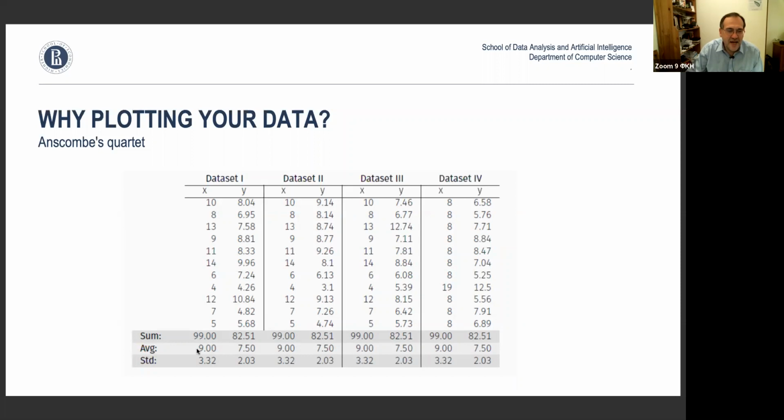The sum of all values is the same, the average the same, right? The standard deviation is the same, and in fact, if we ran, and I didn't put it here, but if we ran linear regression on all those, the slope of the straight line would be exactly the same.